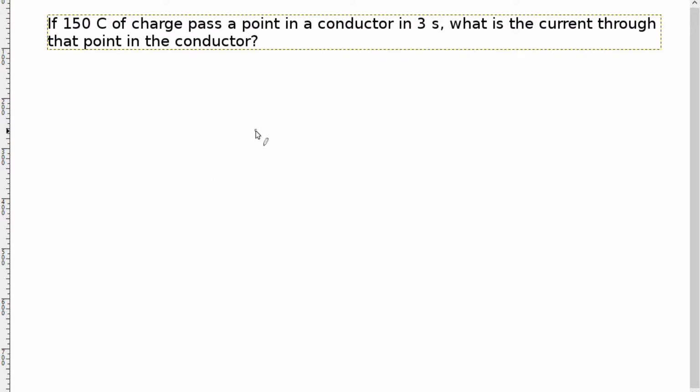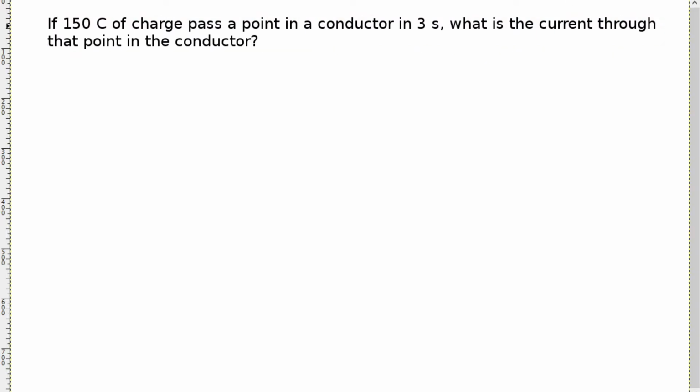Okay, we're in business. So if 150 coulombs of charge pass a point in a conductor in 3 seconds, what is the current through that point in the conductor? So we're saying this is, say, we got our battery here. If we got our battery and our current is going this way, and we measure it at this point, and it reads 150 coulombs in 3 seconds.